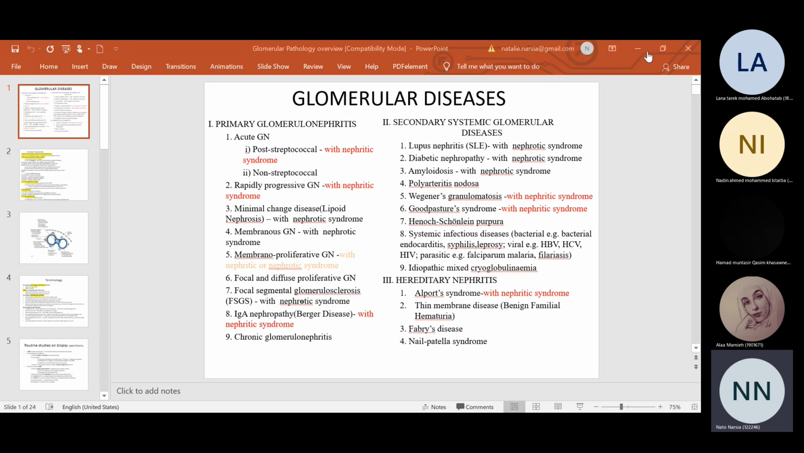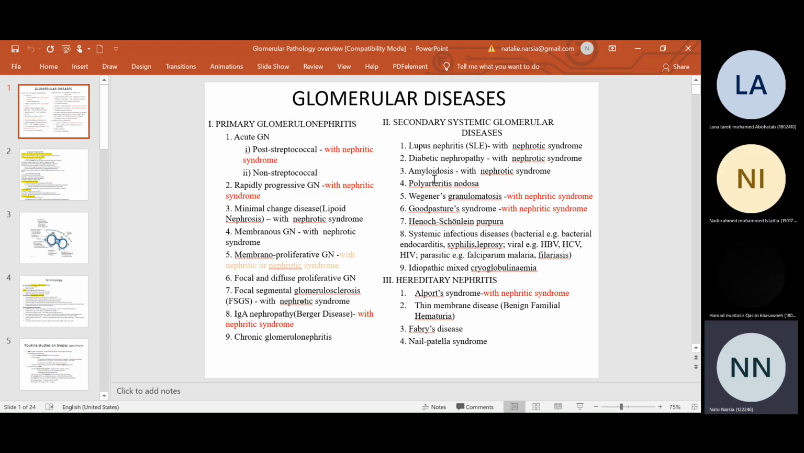All right. Hi, everybody. You need to know the groups, okay? We have primary glomerulonephritis, so we have secondary, which are related to systemic disorders, like systemic autoimmune disorders, for example, lupus is very common in this list because the most common cause of death in lupus is renal failure, right? So we need to know what is the mechanism of this kidney damage.